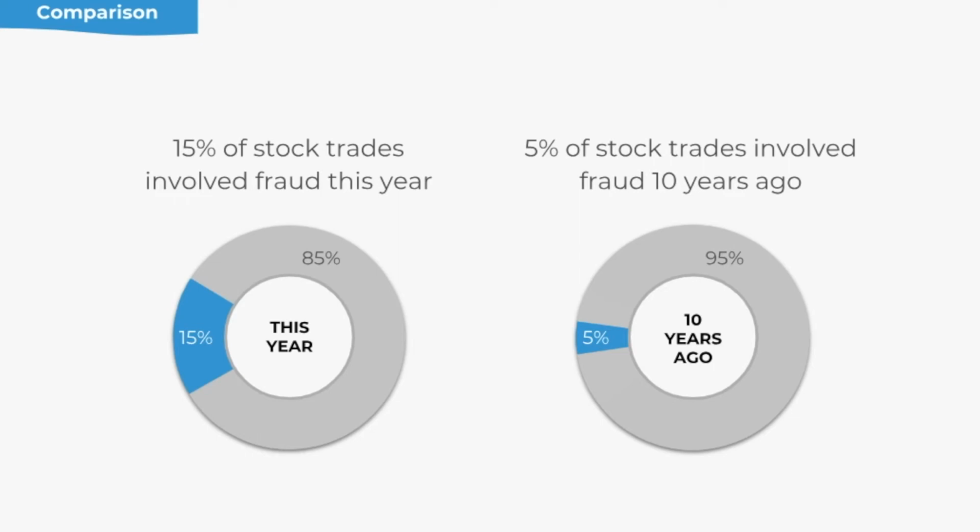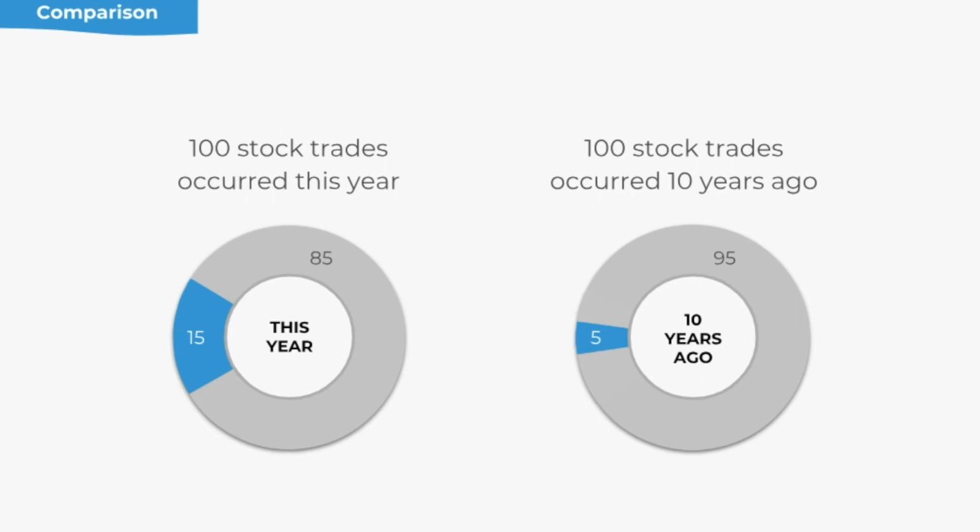Does that mean that more stock trades involve fraud this year than did 10 years ago? Well, maybe. But let's think about this. Let's put some numbers on this. Let's suppose there were 100 stock trades occurring this year and 100 stock trades occurring 10 years ago. Then given that 15% of them involve fraud this year, there would be 15 that involve fraud and 85 that didn't. And if 5% of stock trades 10 years ago involved fraud, then there would be 5 that involved fraud 10 years ago, and 95 that didn't.